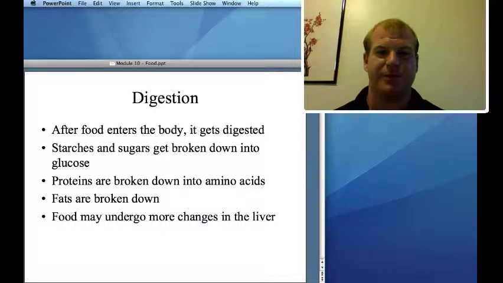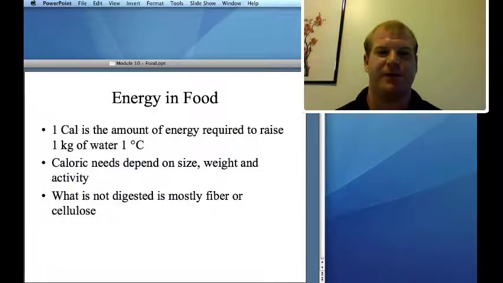As we consume food, it becomes digested. So what does that mean? Starches and sugars get broken down into glucose, what our cells can use. Proteins get broken down into amino acids, the building blocks. Fats are further broken down. And our liver can also change food into more usable forms, like provitamins into vitamins, for instance. And energy in food: when you see a calorie, it's actually a kilocalorie.